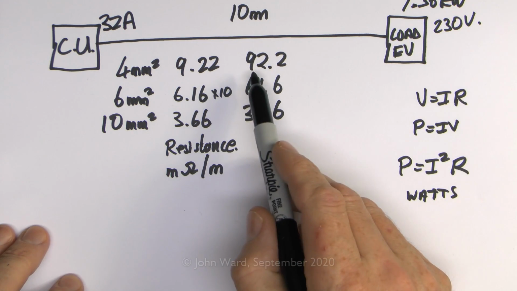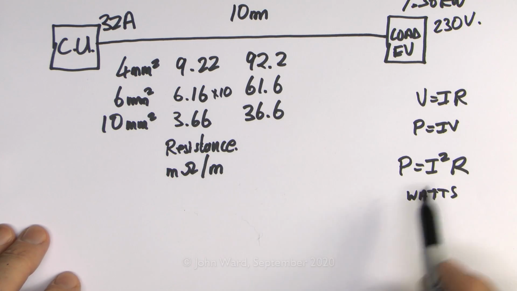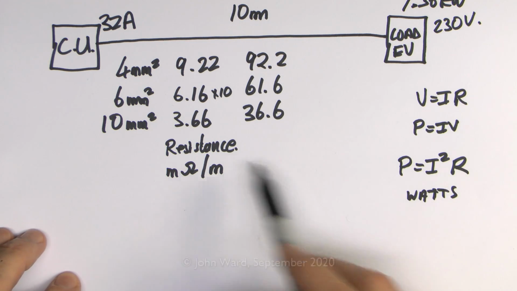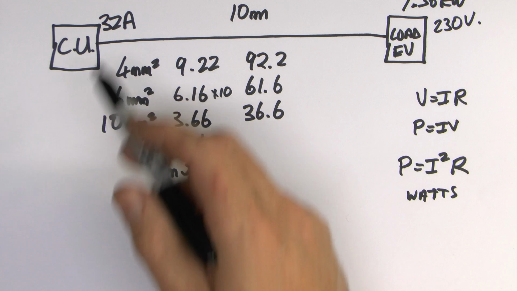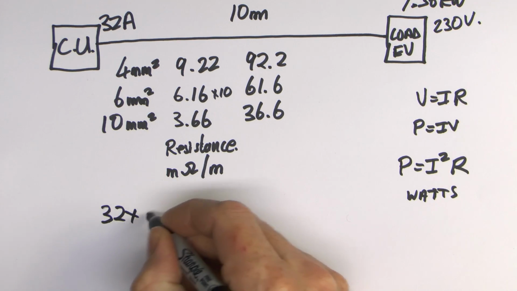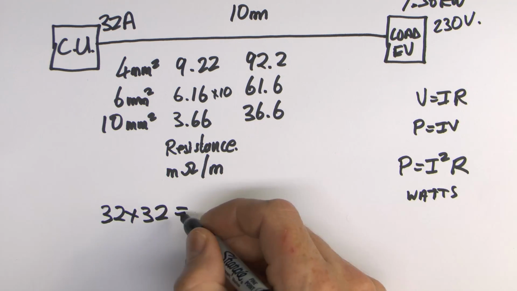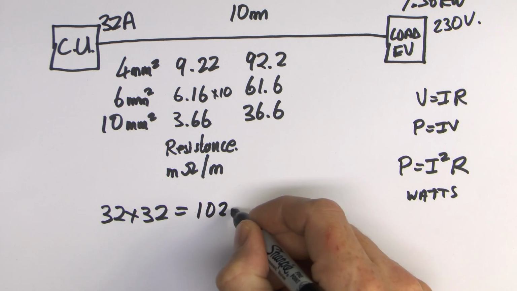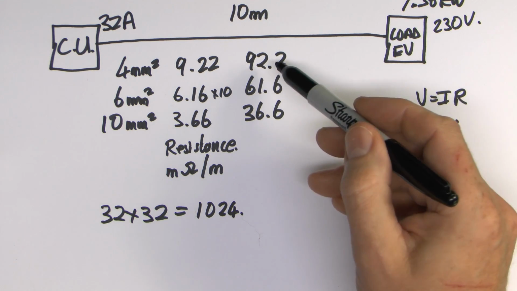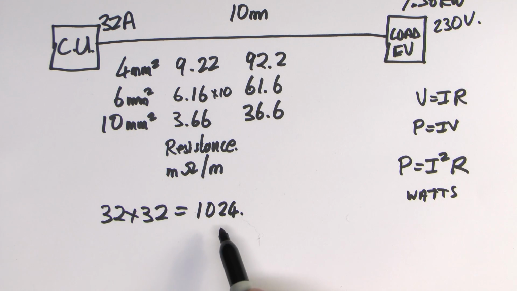Now let's do it for the 4mm conductor first. So all we're looking for is the current times itself multiplied by the resistance. Now the current is going to be the same in all three of these, and that is actually 32 amps. So 32 multiplied by 32 gives a value of 1024. Fairly decent figure there. And then we've got our resistance here, so it's going to be 1024 multiplied by the resistance for whatever cable size we've got.